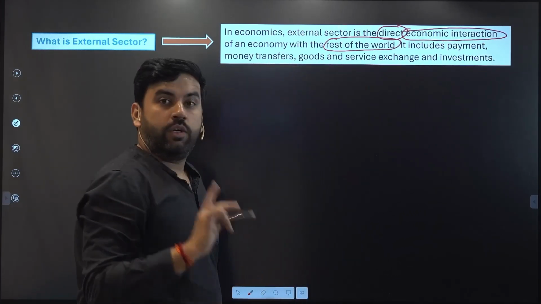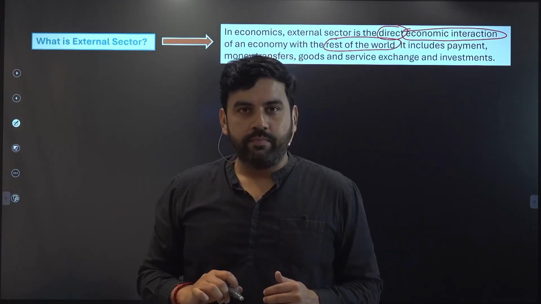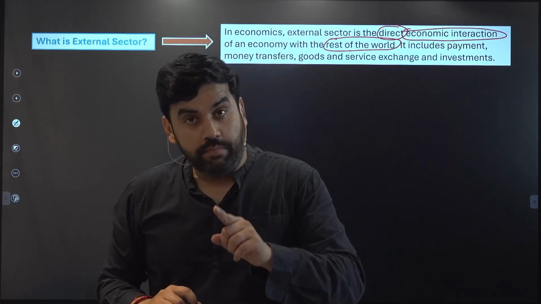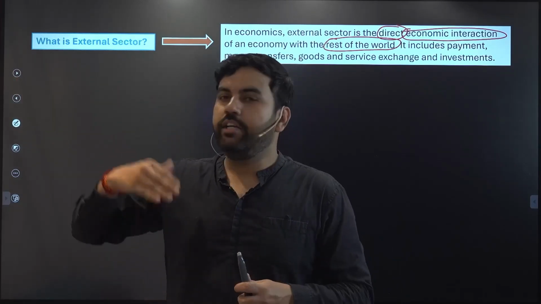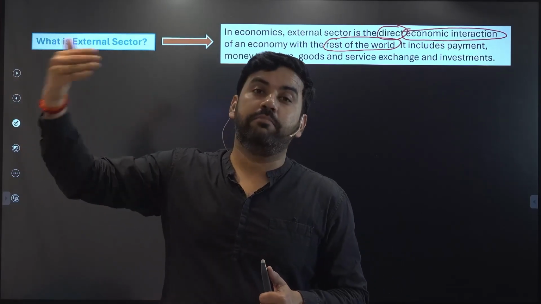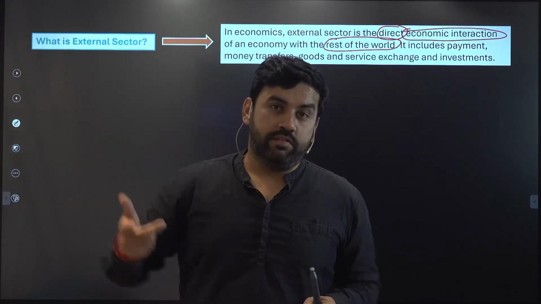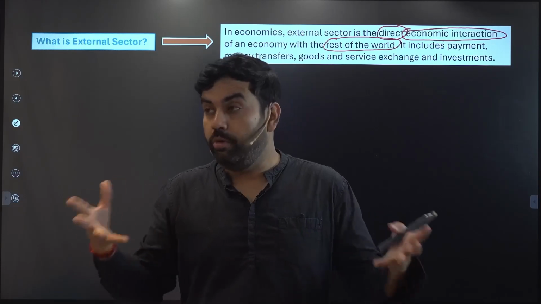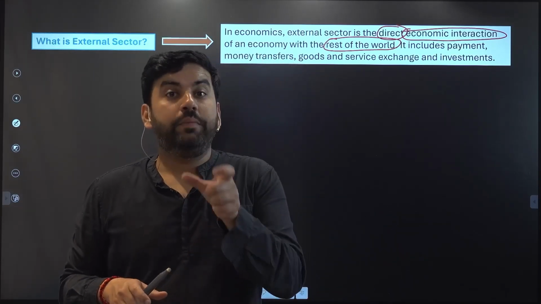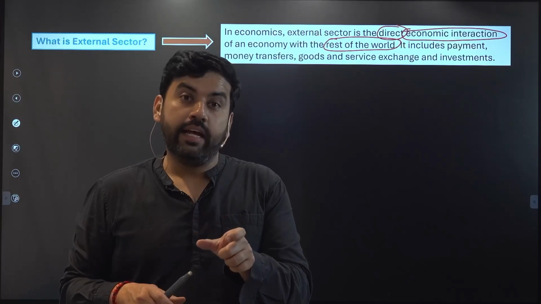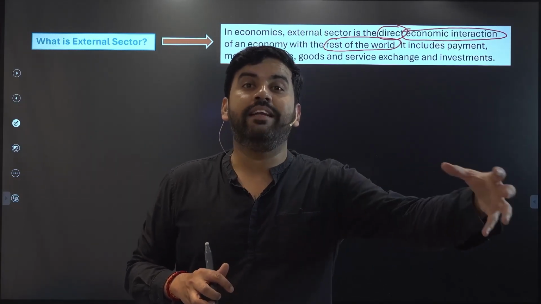Now, the external sector is economic interaction which is direct, not indirect. If I am sending money to America via different routes, that is indirect. I send it to person A, who sends it to person B, then C, then D, and finally it reaches America after 2-3 years. That could be illegal. So that is not direct; it should be direct. The transaction should be one to one, not in multiple hidden layers.